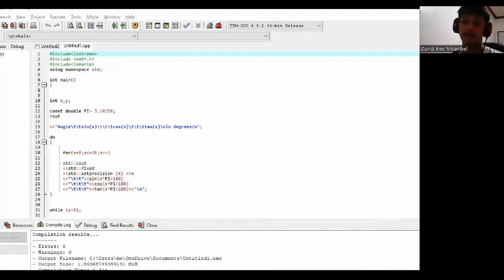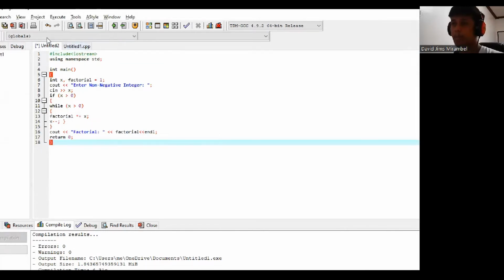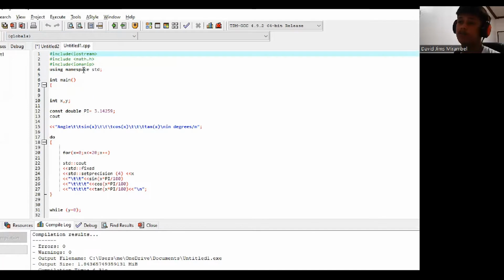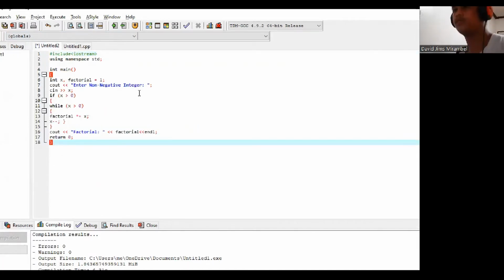Hello, good day. This is Group 4 and we are going to present our Lab 8, fourth day. Here are our codes, this is for part 1 and this is for part 2. Let's start with the first one.